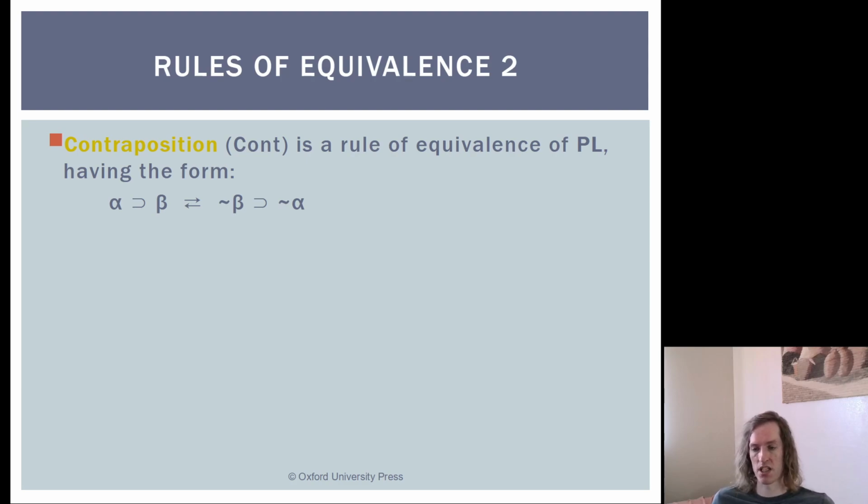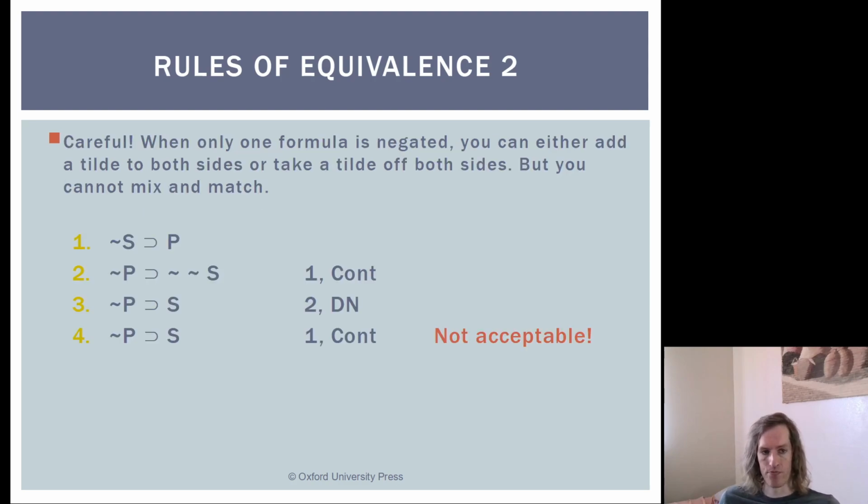So contraposition, very important to remember that. We're swapping the antecedent and the consequent on this conditional, and both sides are being negated. One thing to remember is when one of the sides of the conditional in the first place is already negated, you'll have to negate it again if you apply contraposition. So when only one formula is negated, you can either add a tilde to both sides or take a tilde off both sides, but you cannot mix and match.